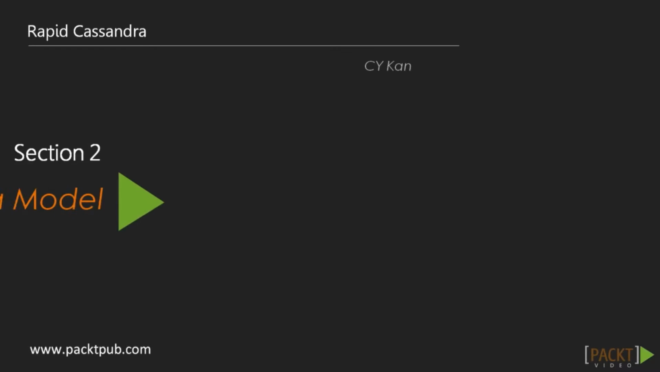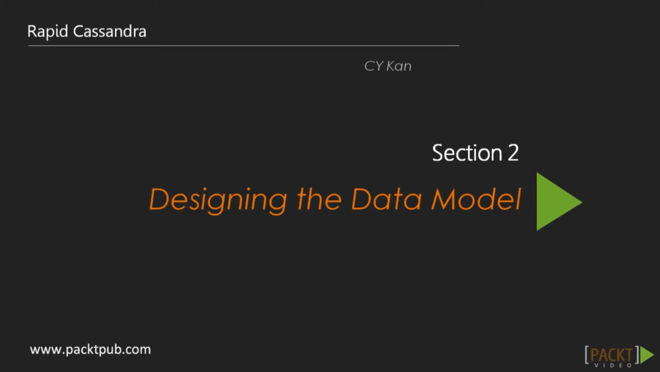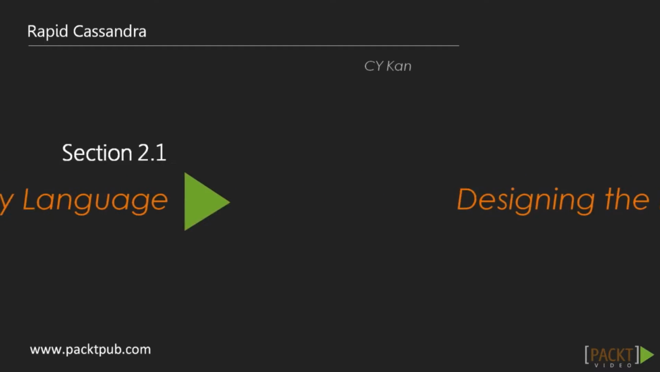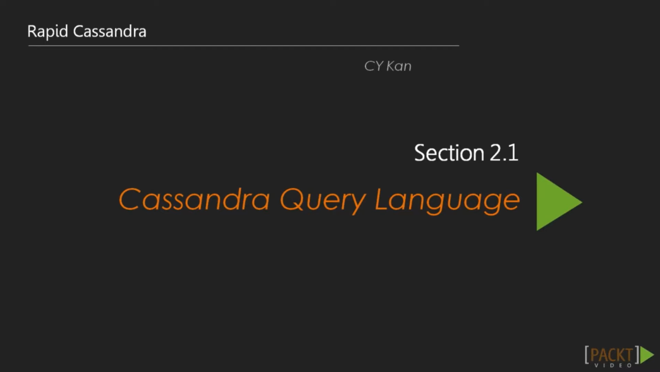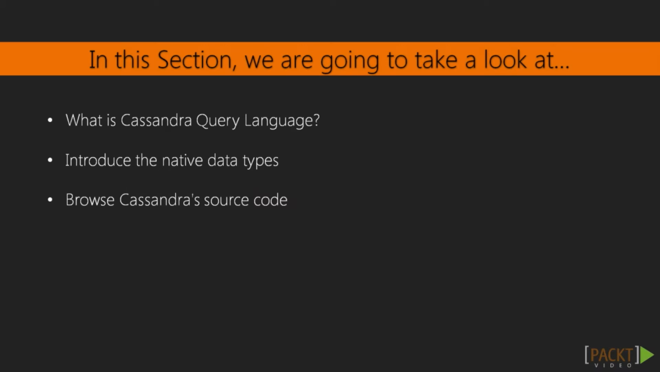Welcome to the Rapid Cassandra e-learning course, Section 2, Designing the Data Model. In this section, we'll focus on the tools and techniques available for Cassandra data modeling. Cassandra provides a SQL-like language to manipulate its data model, called Cassandra Query Language, and CQL in short. Here, we'll delve into it. We're going to understand what CQL is about. Then the supported native data types will be introduced.